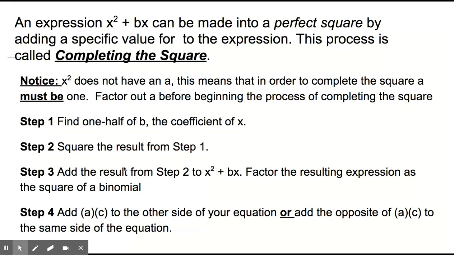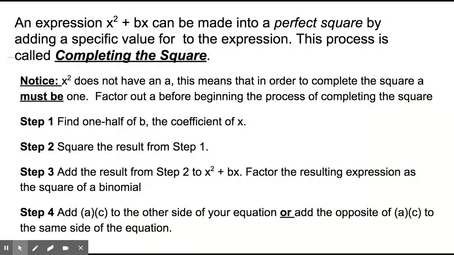Okay, and you're going to do one of 2 things. You're going to add that value to your equation. So again, that's 16. Say it was x squared plus 8x, and now it's plus 16. Now you're going to do one of 2 things: either you add that 16 to the opposite side of your equation, or you keep it on the same side of the equation, but you need to make sure that you do the opposite of that.